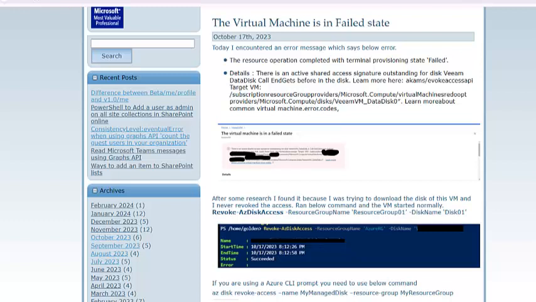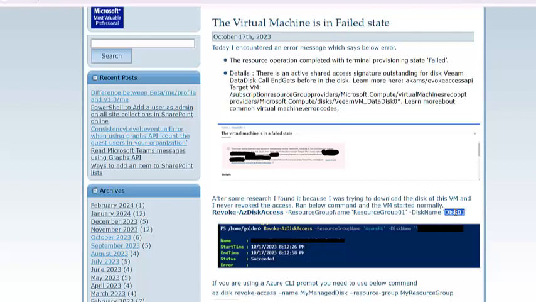So what we had to do was run a particular command in PowerShell. We first have to connect PowerShell to the drive, and then run the command Revoke-AzDiskAccess, followed by the resource group name and the disk name. This is what we had to do.